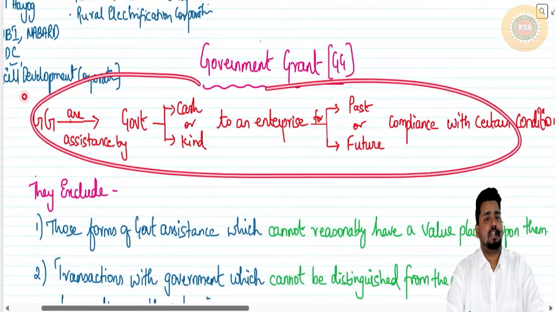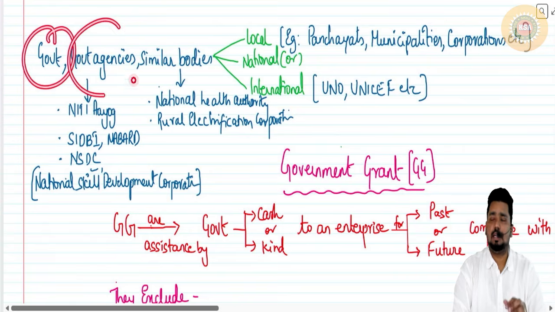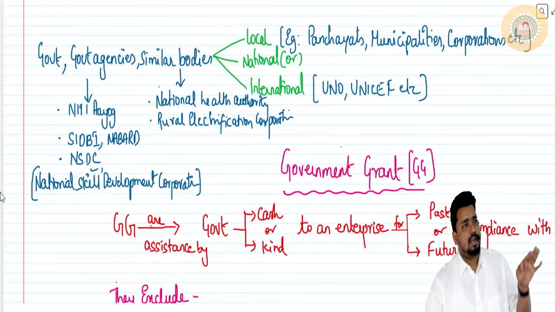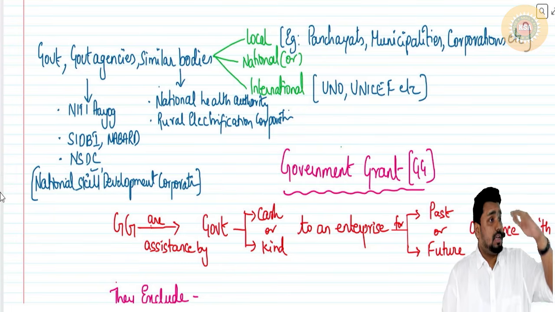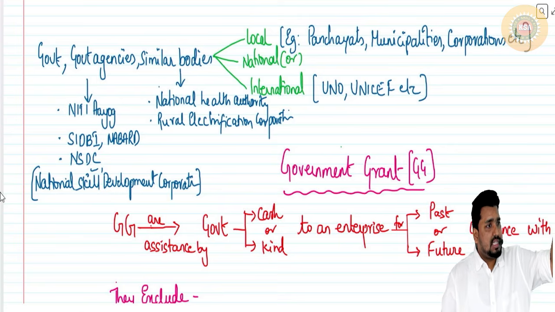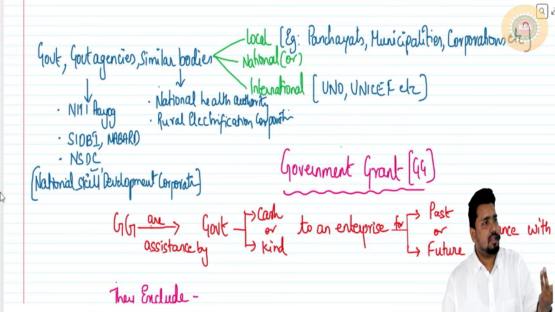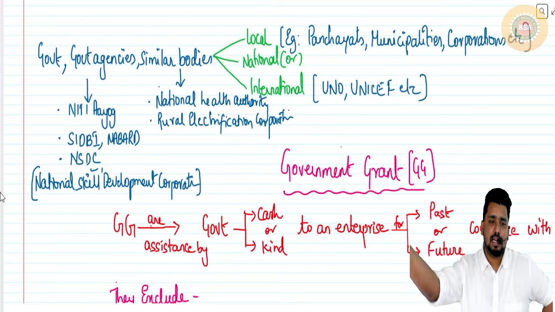What is a government? Government means government agencies and similar bodies, whether local, national or international. Clear? It can be state government, central government, or even an international government such as the US, Japan, China, Australia. They are also government. If you are receiving from them also, it should be accounted as per AS 12 only.